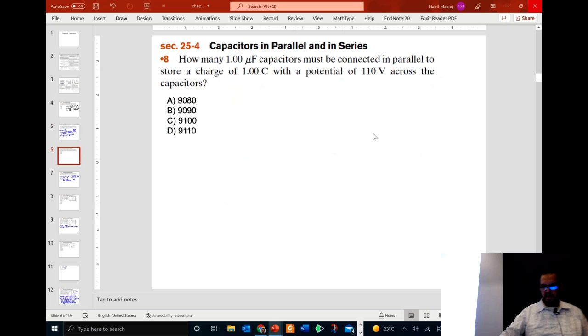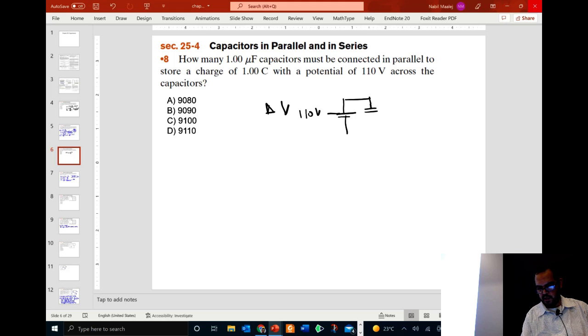Okay, so here, usually I like to draw. For me, half the solution is drawing. So we have a battery is 110 volts. This is delta V. Okay, and then we connect capacitors in parallel. So let me call this C1, C2, and we keep doing this until we reach Cn.